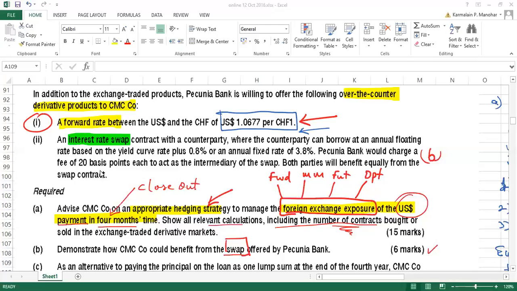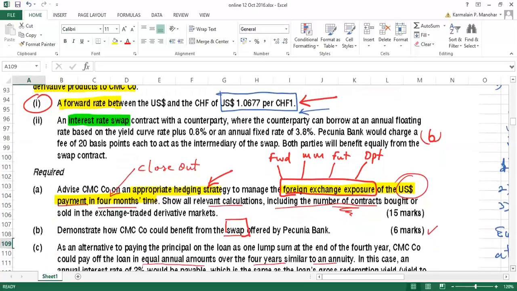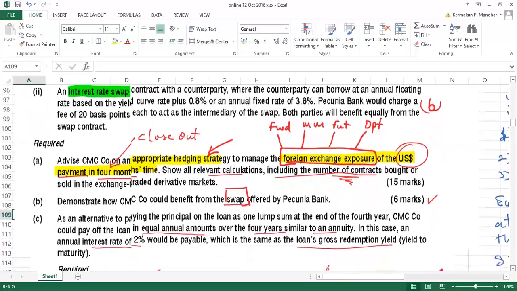Now, the next thing which we identified when working swaps: are we told how the benefit is going to be shared? That same paragraph, right there towards the end, says both parties will benefit equally from the swap contract. So all we have to do, it's a fixed rate versus floating rate swap, and that's that. So let us go now and do our illustration.